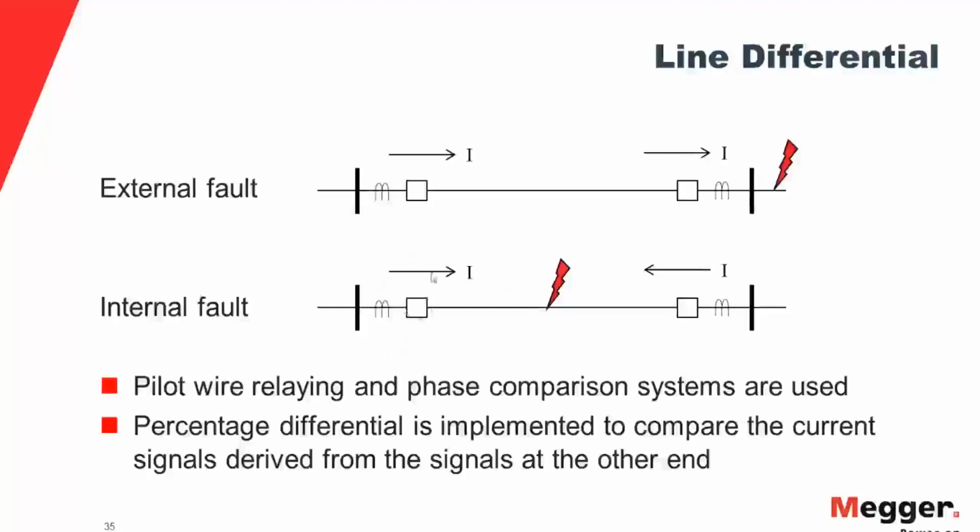On the other hand, for an internal fault, the relays will see a differential current on either side. Let's say this end is your local, and this end is your remote. The current and voltage as seen by the relay at the remote end will be sent to the local end through a pilot wire. And the current comparison happens in each of these relays.